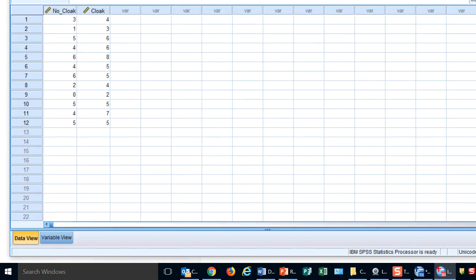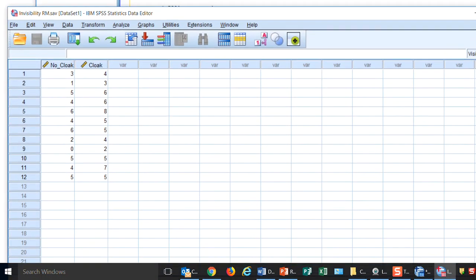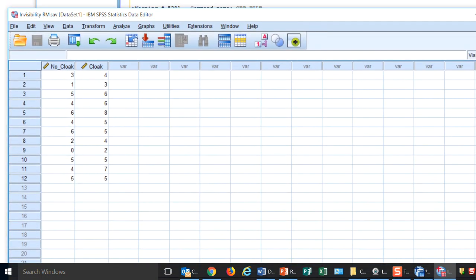Last time we had 24 kids. Some got the cloak, some didn't have the cloak. This time we have 12 kids. The first column shows the week when they had no cloak. The second column is the week when they had the cloak.